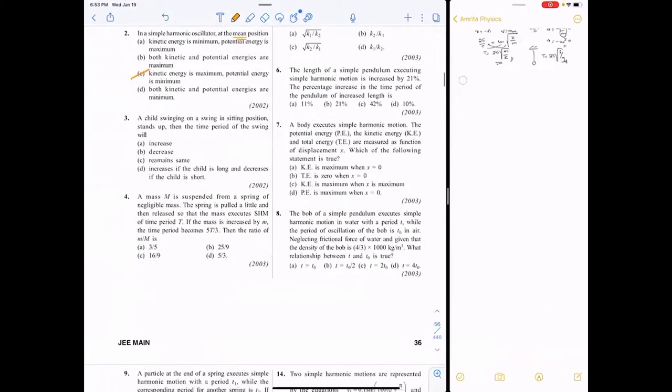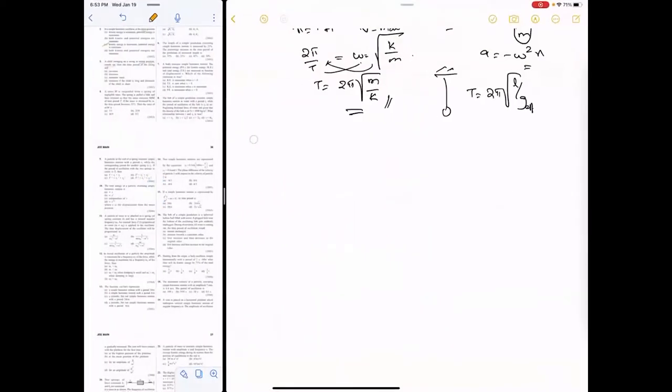Third one: a child swinging on a swing in sitting position stands up. What will happen to the time period of the swing? So, question number three. This is the swing. This is you sitting down here. Your center of mass is here, right? If this total length is L naught, the time period is 2 pi root L naught by g.